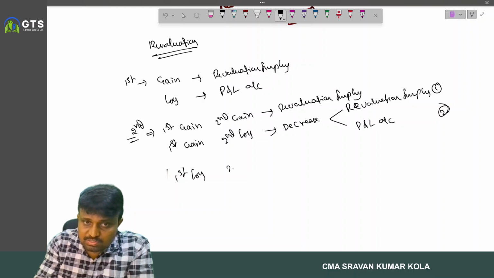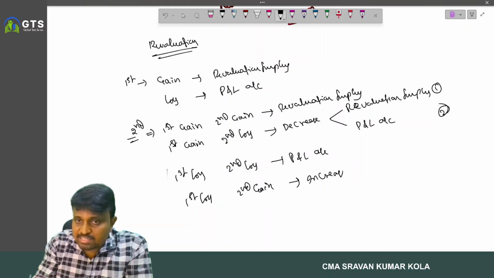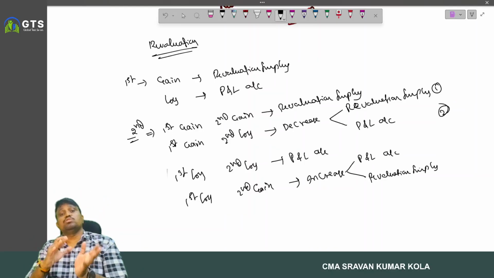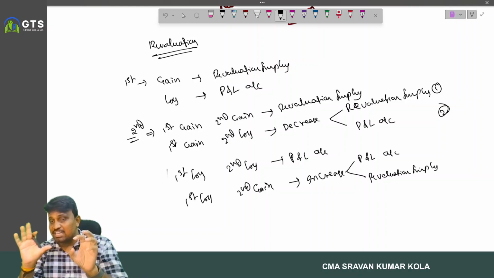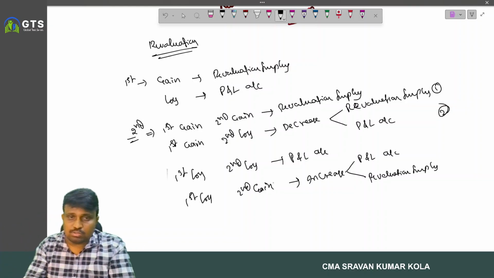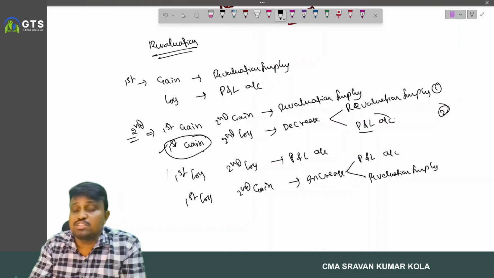For example, first time loss, second time also loss, transferred to P&L. But first time loss, second time gain, in that case the increase at the second time is first adjusted to the profit and loss account, and later we transfer to revaluation surplus. So if first time and second time are of the same nature, we transfer accordingly. But if first time is one nature and second time is a different nature, first cancel the first time and then transfer the remainder to the second time nature. So first time gain, second time loss: first cancel the revaluation surplus and the remaining amount, if any, is transferred to P&L.